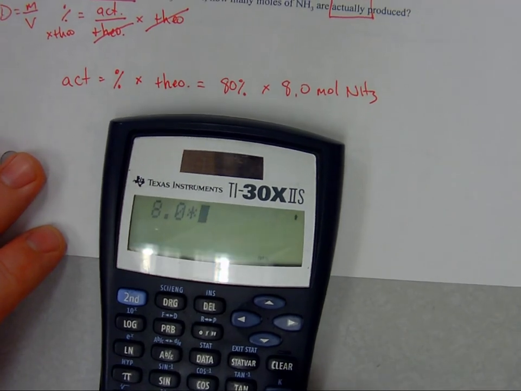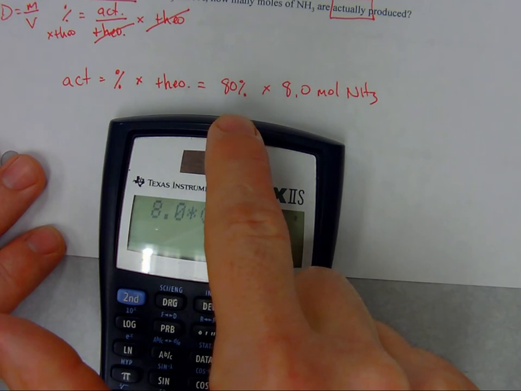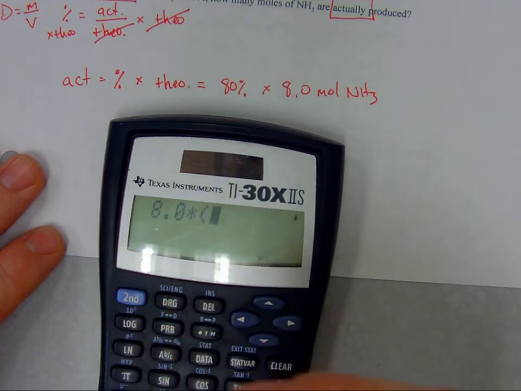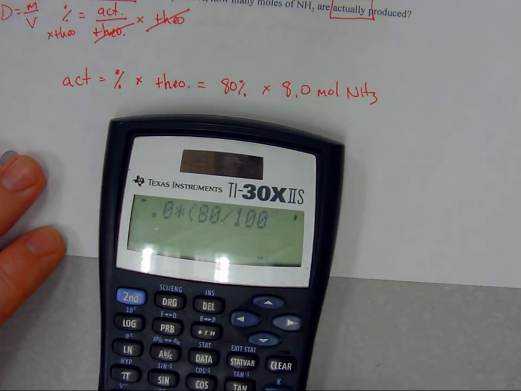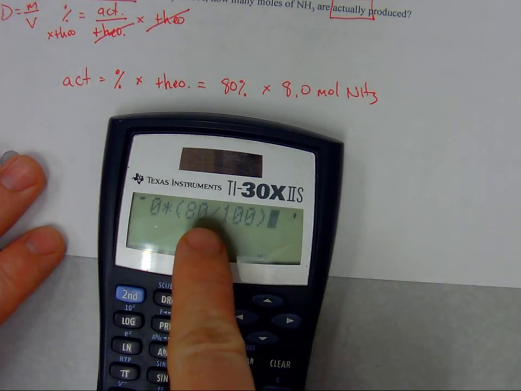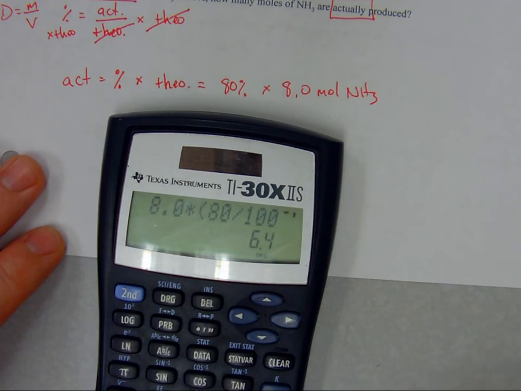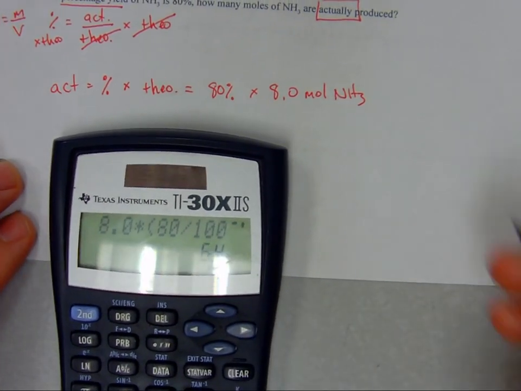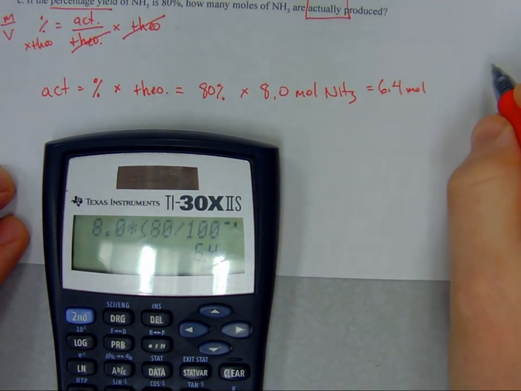8.0 multiplied by, now here's the thing, that's a percentage. When you plug it into your calculator, you want it to be a decimal. You can either do it in your head and say 80% is 0.8 as a decimal, or if you don't trust yourself, like I don't trust myself very often, I'll actually put the mathematical function that would turn 80% into a decimal, which is dividing it by 100. And I end up with a final answer of 6.4 moles.